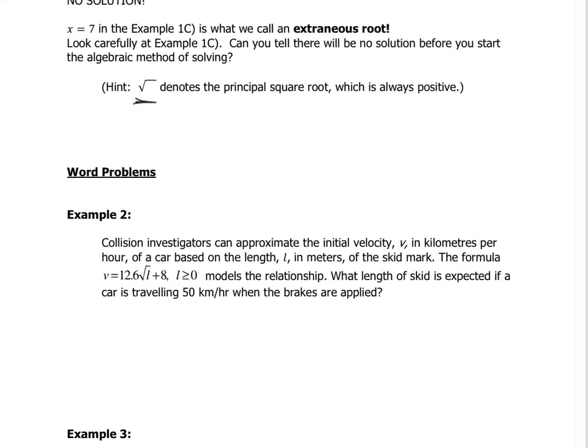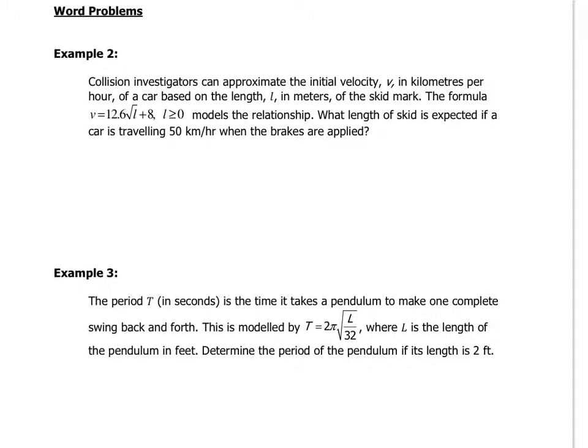So now we're going to look at a few word problems. Basically the word problems will have an equation that has a radical in it, and you will have to substitute in for the different variables in the equation to get the answer. The first one says collision investigators can approximate the initial velocity v in kilometers per hour of a car based on the length L in meters of the skid mark. The formula v equals 12.6 the square root of L plus 8, where L is greater than or equal to 0, models the relationship. What length of skid is expected if a car is traveling 50 kilometers per hour when the brakes are applied? So you basically have to use this formula, and they have given you a velocity.